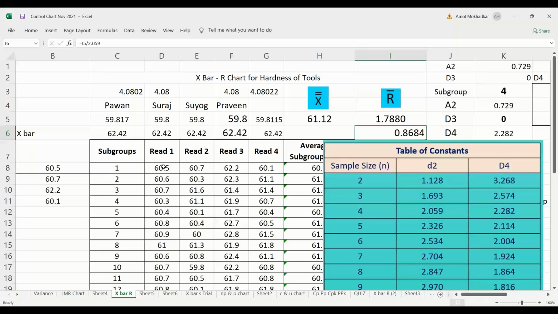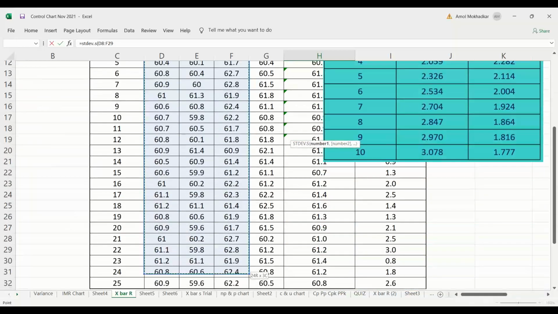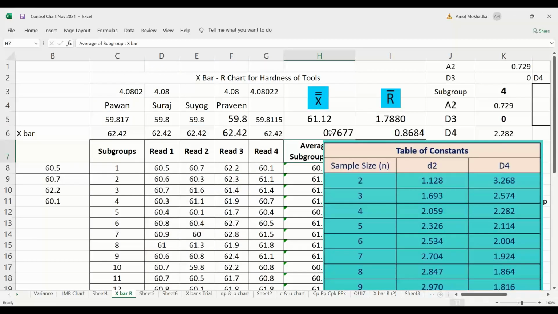Now just imagine you calculate the stdev.s for the entire data, not from R bar by D2. You take the entire data, all these 100 data. This is your standard deviation. It is showing you lower standard deviation, whereas when you take R bar by D2, it is showing you higher standard deviation.